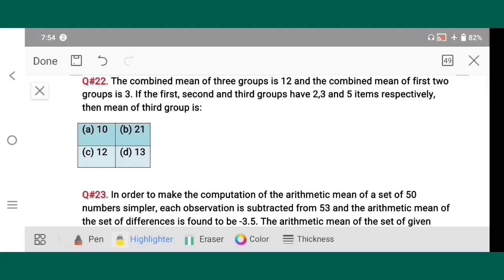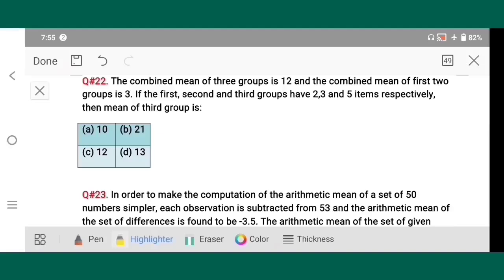Question number 22. The combined mean of three groups is 12 and the combined mean of first two groups is 3. If the first, second and third groups have 2, 3 and 5 items respectively, the mean of third group is, the options are 10, 21, 12, 13. So let's find the mean of the third group.